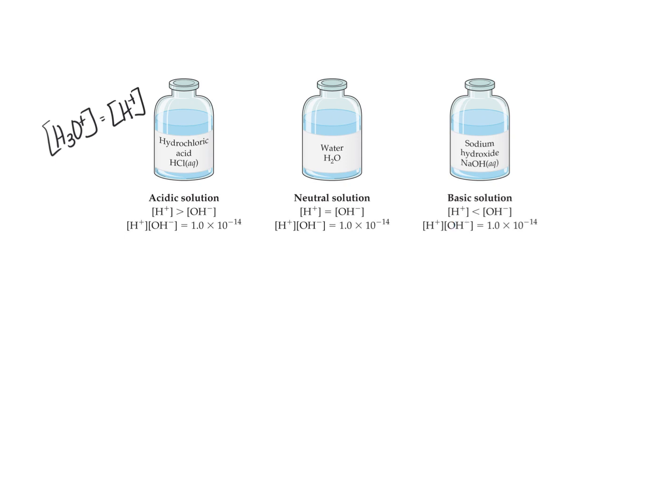Then when we come over here, in a basic solution, we have more OH- and we have less H+. And when you multiply these together, you still get 1 times 10 to the negative 14th. So we can use this relationship, if we know our OH- and that these multiplied together equals 1 times 10 to the negative 14th, to calculate the H+.